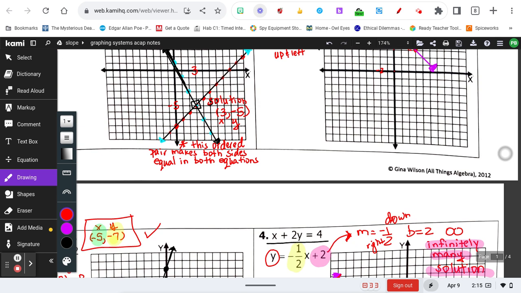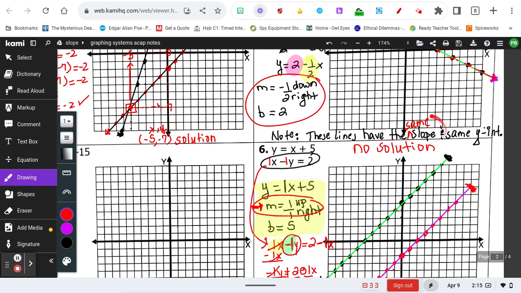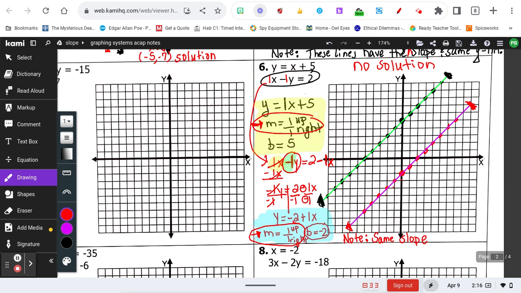Okay. Well, up here, if you notice also, they had the same slope and they had the same y-intercept. So let's look down here. They have the same slope. Let's look at that y-intercept. Here the y-intercept was +5. Here the y-intercept is -2. They may have the same slope, but the intercept for the y-axis is not the same. The intercept for this one is 5. The intercept for that one is -2.